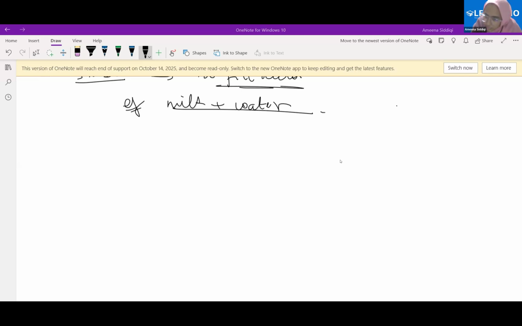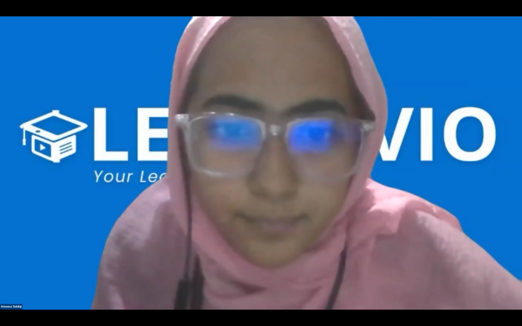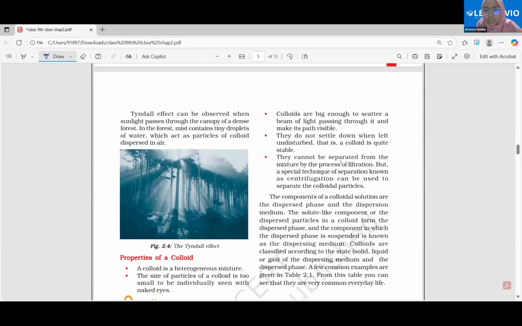Second point regarding colloids, Bachu. In the case of colloids, as was the case with solutions, we have a solute and a solvent here. What is the solvent? The solute is maybe the milk. The phase and the medium.